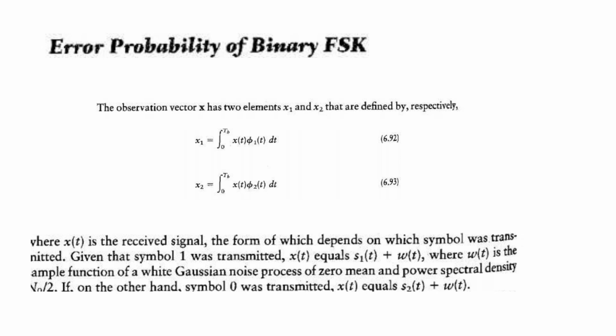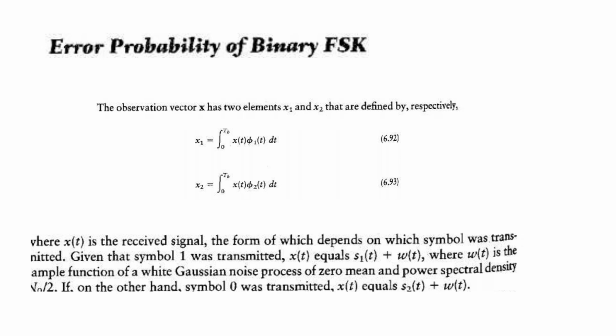Here the input will be binary data, and each bit will be indicated by a different frequency. So symbol 1 is indicated by one frequency and symbol 0 is indicated by another frequency. The error probability means when we transmit symbol 0 and obtain symbol 1. So what is the probability of occurrence of such an error? That we are going to calculate.